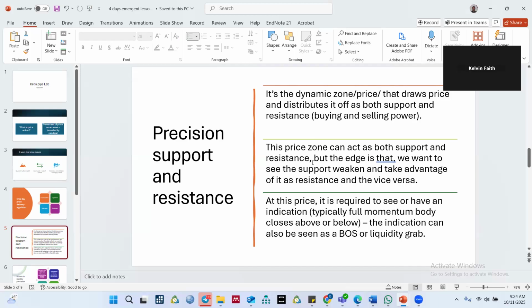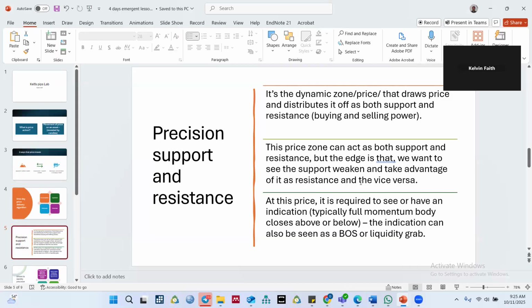This price can act as both support and resistance, but the edge here is that when we are monitoring precision support resistance, we want to see one side get weak. For example, when we see the support get weak, we can leverage on it and use it as resistance. And when we see a resistance get weak, we can leverage on it and use it as support. So what makes a precision support and resistance line or price powerful is that it is used as both.